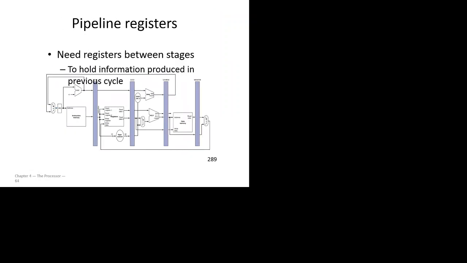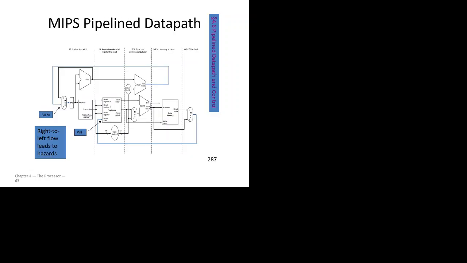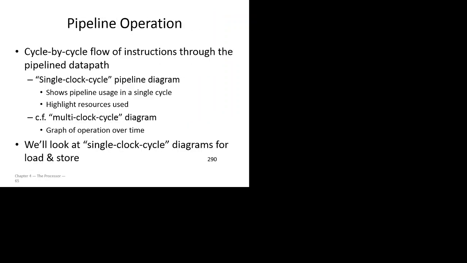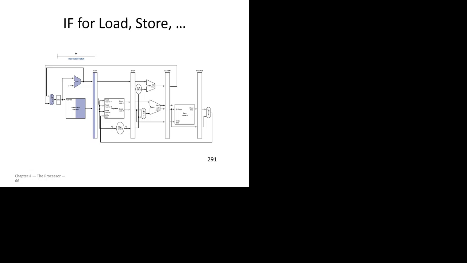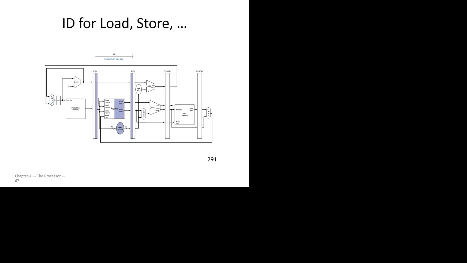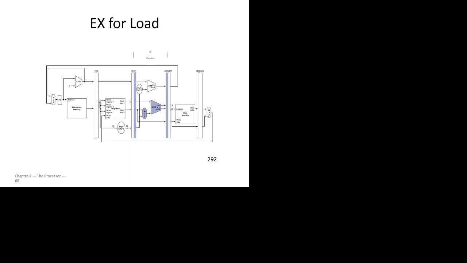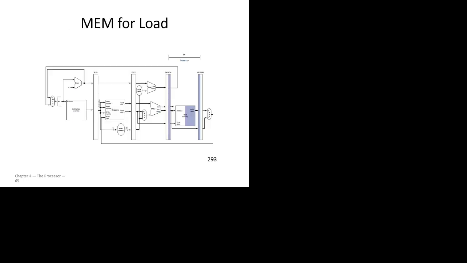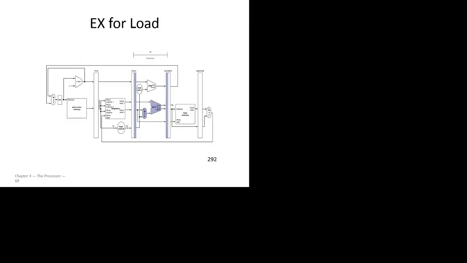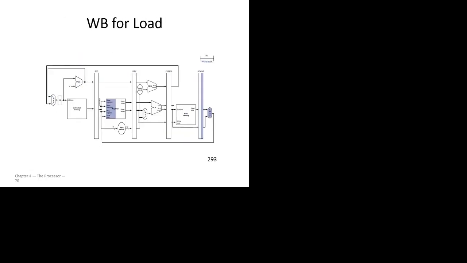So here I already talked about the pipeline registers. Here you can see the write back. This is what I did on the board, but for example, a load word going through the pipeline. So here's the load word: instruction fetch, instruction decode, execution, and then memory. So those are the stages, and then write back, okay?